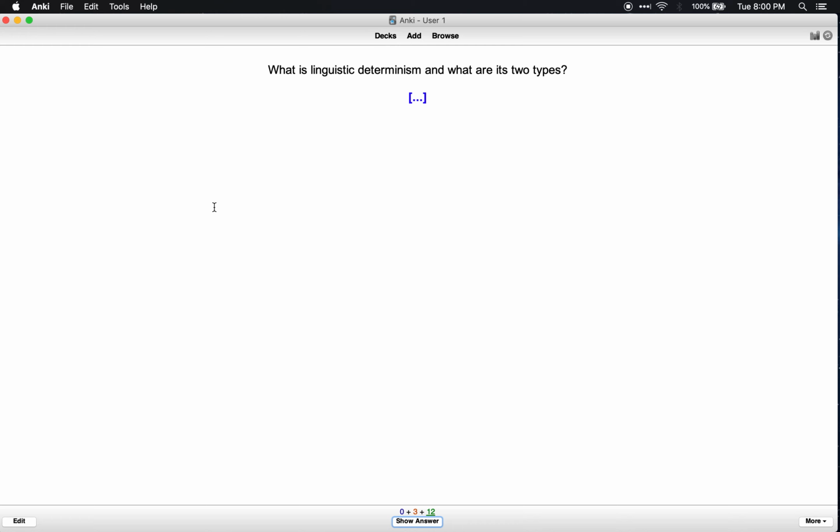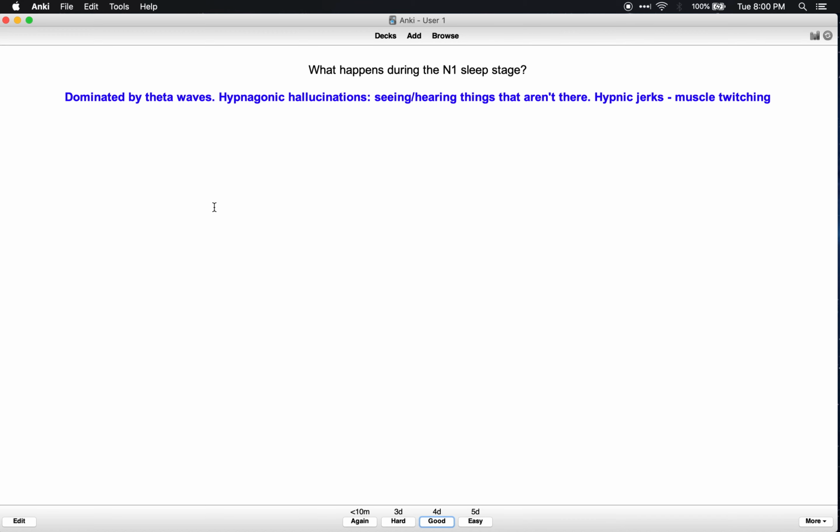Schemas. Linguistic determinism says that language determines thoughts. Weak linguistic determinism is relativism, and strong linguistic determinism is the Sapir-Whorf hypothesis. One sleep stage is characterized by theta waves, hypnic jerks, which are random muscle twitches, and hypnagogic hallucinations, seeing things that aren't there.